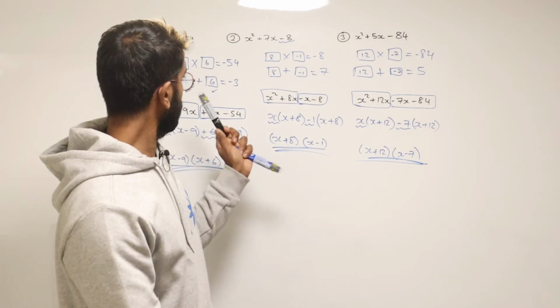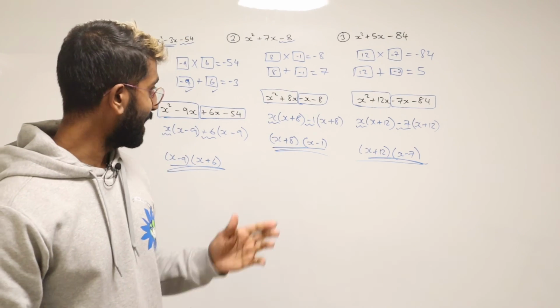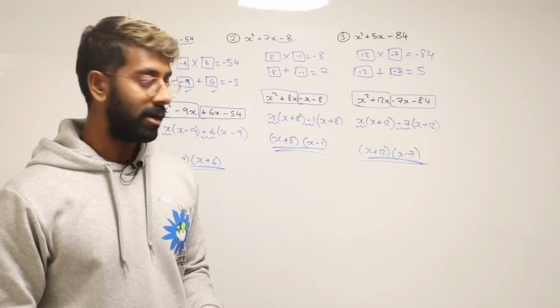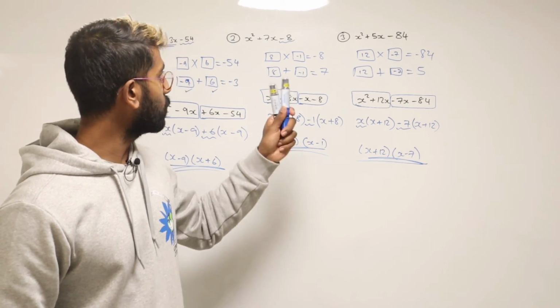So there we go. 3 quadratics all factorized. Hopefully that helps. And then we'll move on to some more difficult quadratics next time. Maybe ones with negatives in front of them.